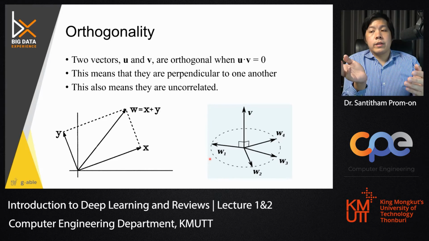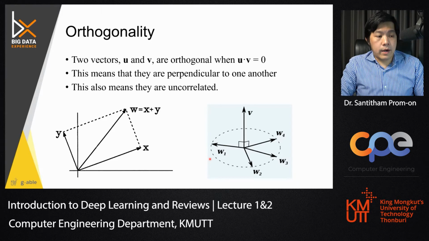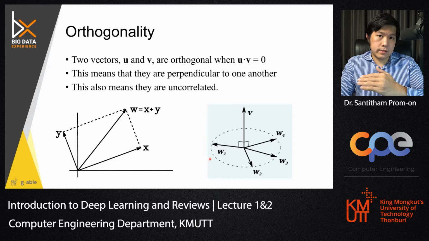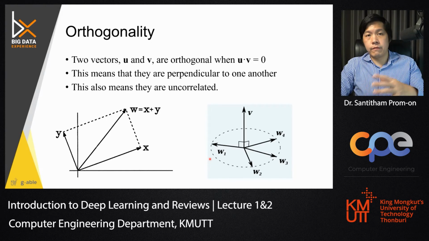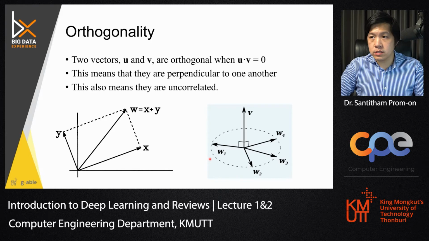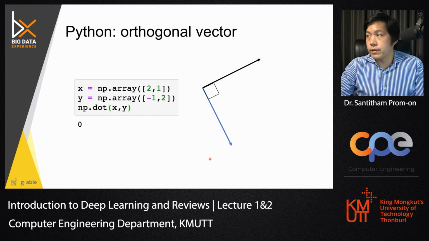Think about it: when vectors are perpendicular to one another, they are not related to one another. Like the vector that moves in the direction x and the vector that moves in the direction y. When x moves, it doesn't affect y. When y moves, it doesn't affect x. We usually call this orthogonal to one another, or unrelated to one another.